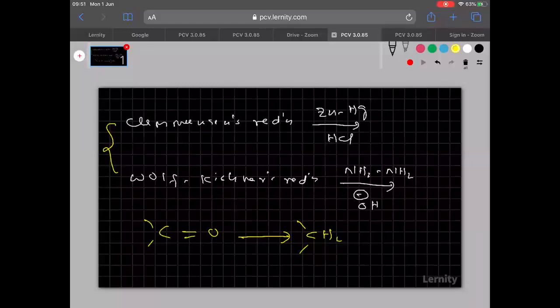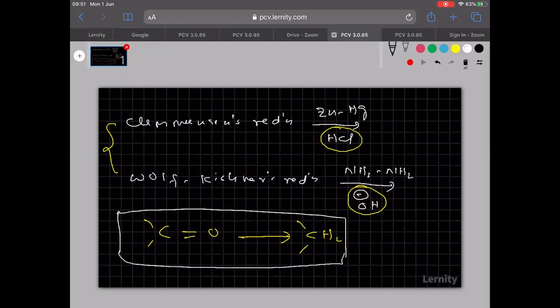But the only difference is that in Clemmensen, acidic medium is used. In Wolff-Kishner, basic medium is used. Clemmensen proceeds by an acidic medium mechanism, and Wolff-Kishner proceeds by a basic medium mechanism. I hope you are able to understand. And as I mentioned, in both the cases the product would be the same.